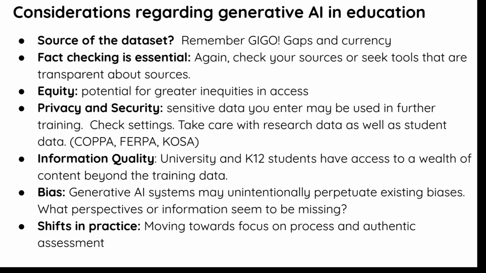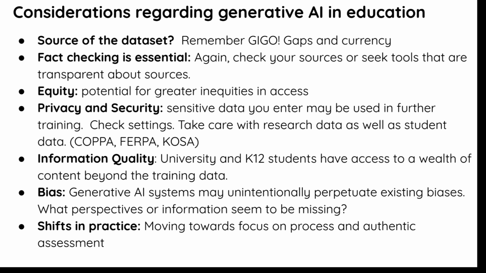Among the things to consider, of course, are the sources of the data set. Remembering garbage in, garbage out, looking for gaps in content and in currency. Fact checking, which is something we do with any output or result list. The notion of equity: who's able to use AI, who isn't, what is AI including and what is it not including. We're, of course, concerned with privacy and security in any setting, but especially when we're working with young people.